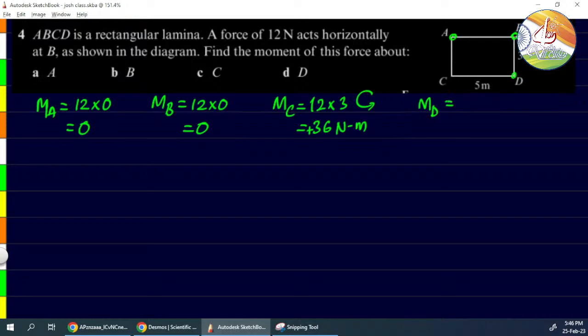So for D as well, the perpendicular distance is 3. So we should not take 5. Okay, 5 need not be considered. Yes, that is given just for confusing you. Perpendicular distance for this as well as this will always remain 3. So MD is also the same, 12 times 3, and this is again anti-clockwise. That means it is plus 36 Newton meter. Okay, clear?